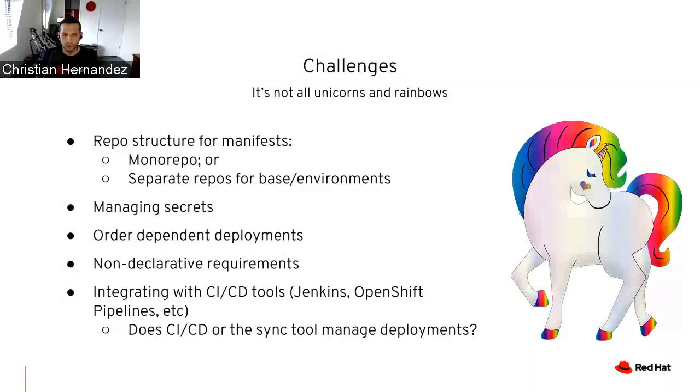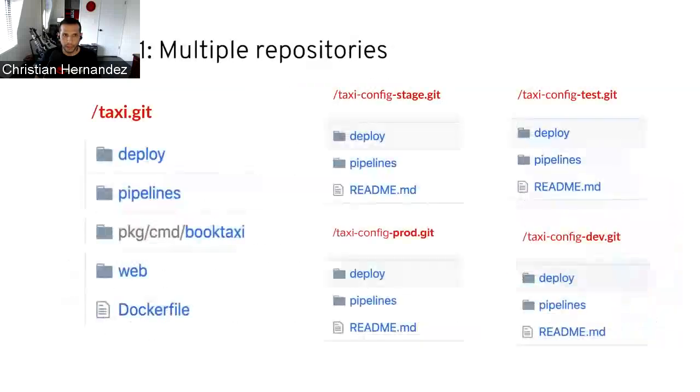And how do you integrate with your other CI/CD tools, right? Jenkins, OpenShift pipelines. Does the CI/CD or the sync tool manage the deployments? How do I manage the deployments? Do I do it in CI? Do I do it in CD? Those are the challenges you have to face there.